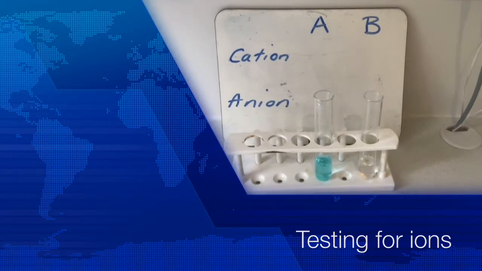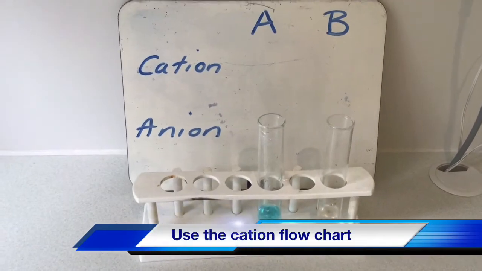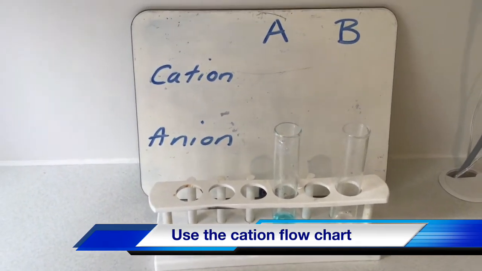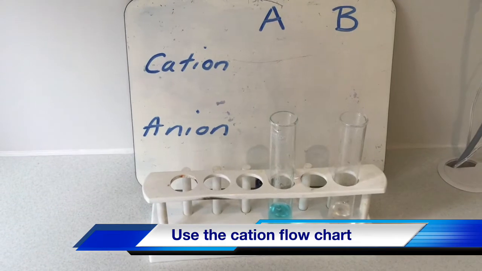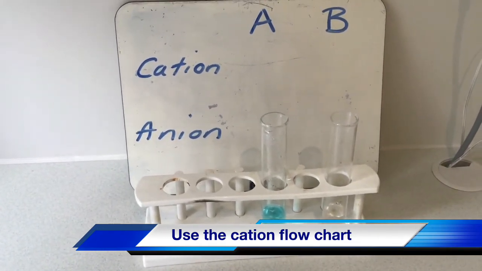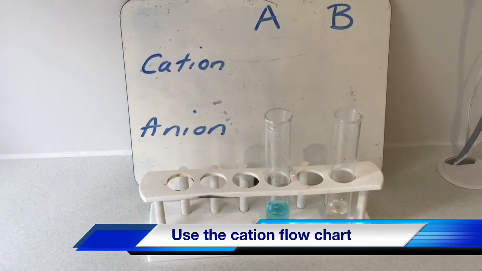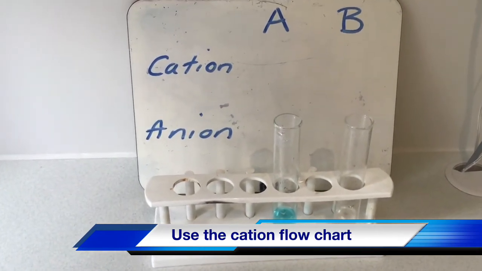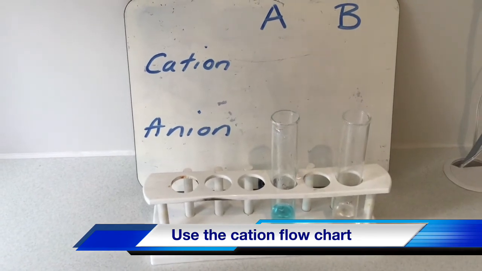Okay, so today's challenge is you're going to make observations and then make conclusions or inferences from what you see. So we've got two boiling tubes with unknown solutions, solution A and solution B. And we're going to try and identify the cation and the anion present in both of these solutions.